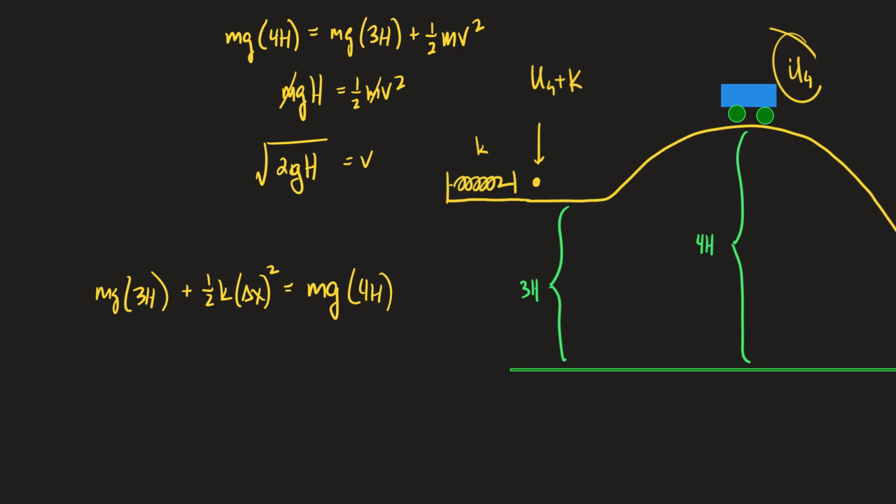All good? So I subtract mg times 3h from both sides, and get 1/2 k delta x squared equals mgh. And I can't cancel out the m's this time, so we're just solving for delta x, and we'll get 2mgh over k. I'm going to take the square root.